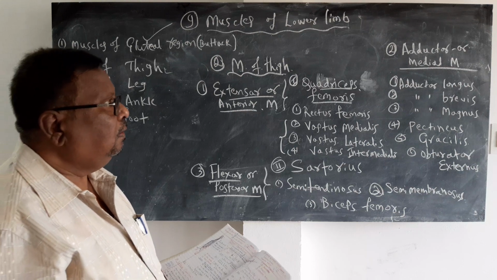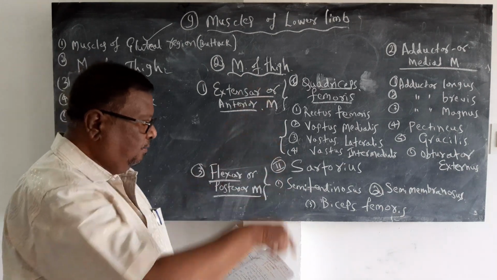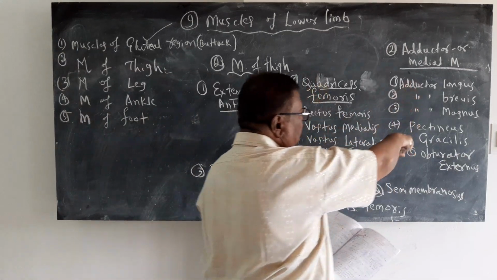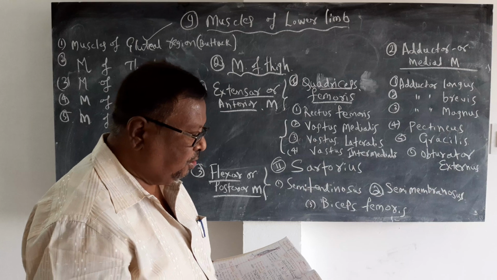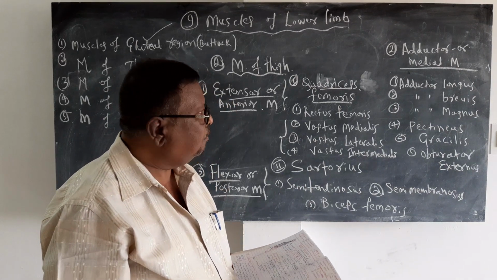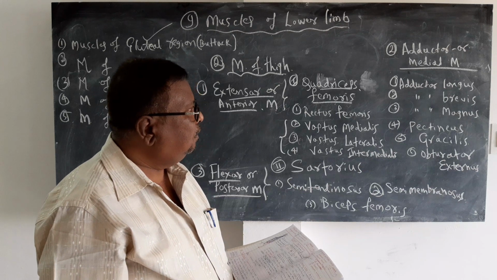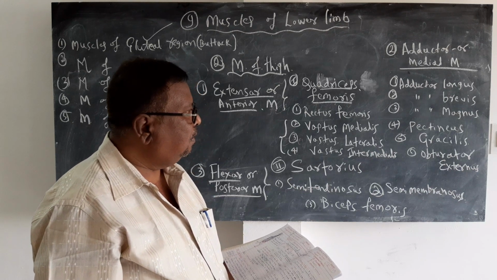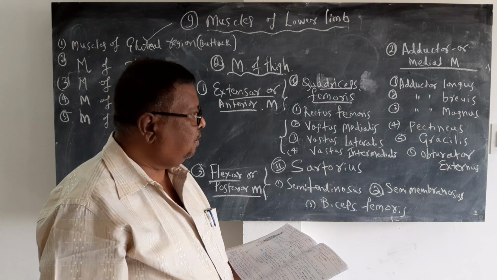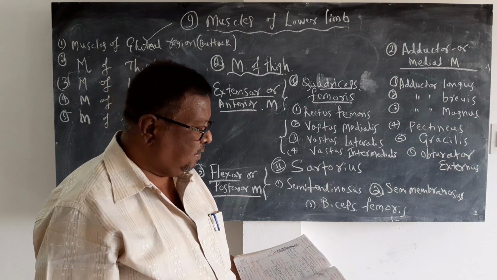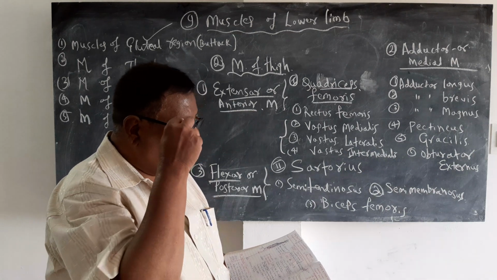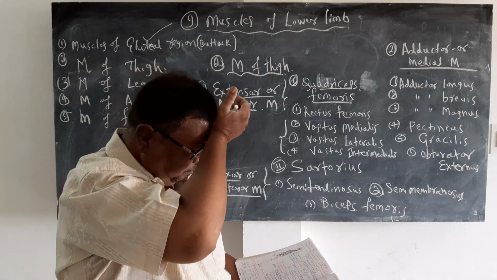Adductor or medial muscles, the second one here. They are 6 in number. The first one is adductor longus, second is adductor brevis, third one is adductor magnus, pectineus, gracilis, then obturator externus. These are the 6 muscles present in the medial region of the thigh.